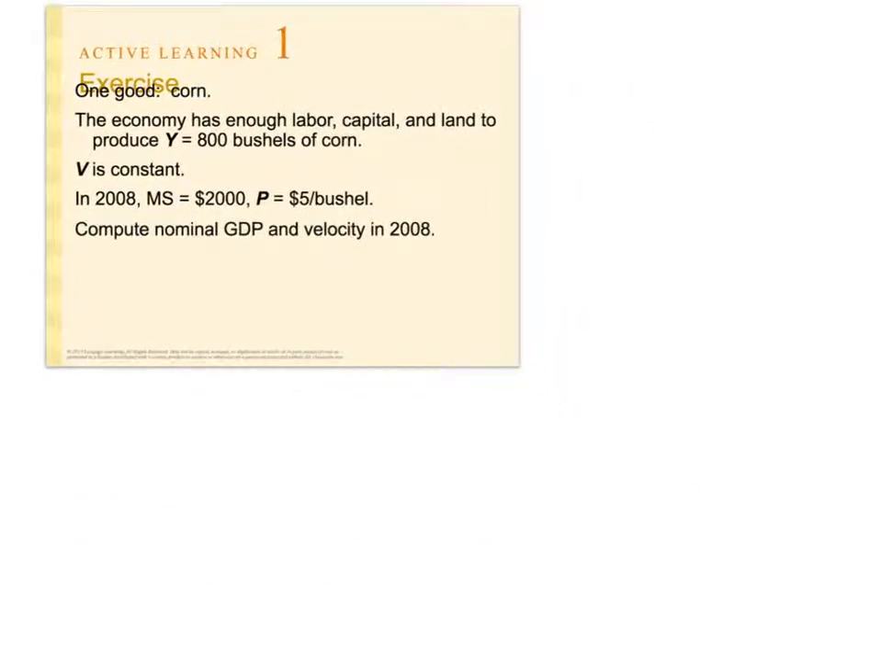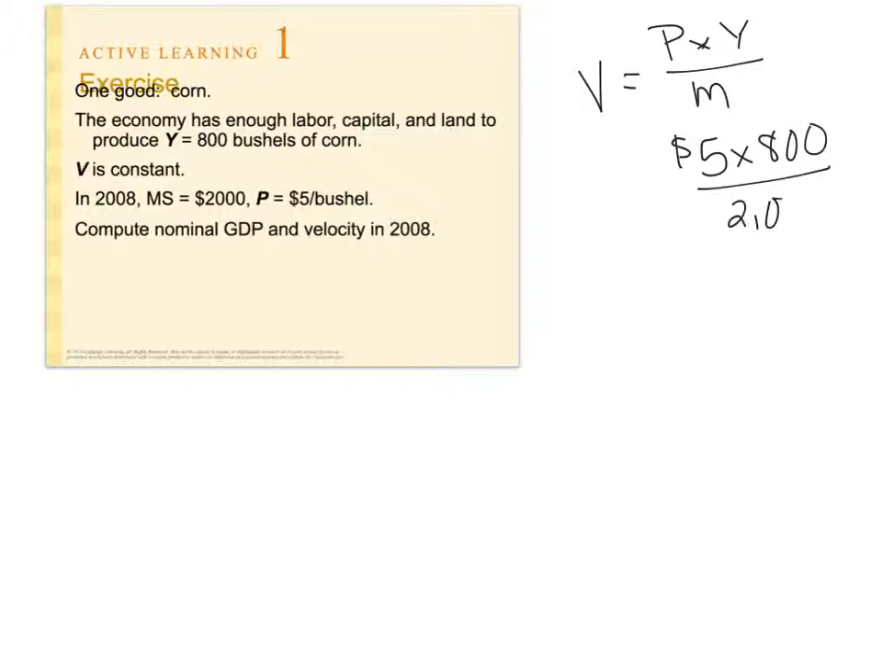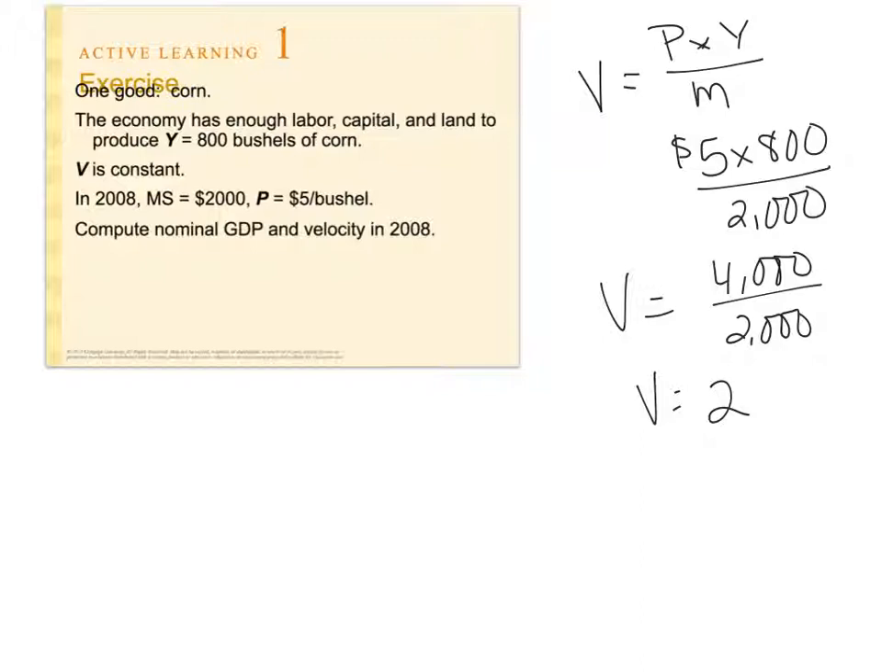So using the formula that velocity is equal to the nominal GDP, price times real GDP, divided by the money supply. So price would be $5 a bushel times 800 bushels of corn divided by the money supply of 2,000. That gives us a velocity of 4,000 divided by 2,000. So our velocity would be equal to 2. So the average dollar was used in 2 transactions.